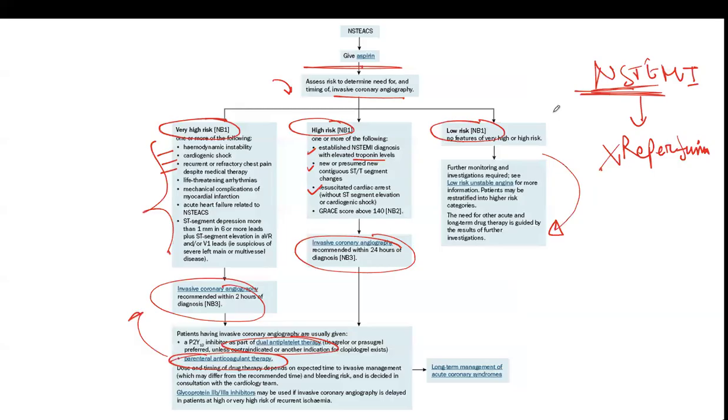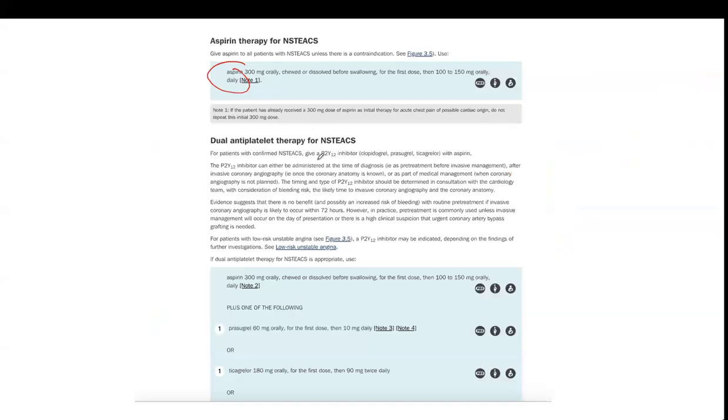Then it is no longer that you need to call the catheter lab; you need to start planning for reperfusion. It's no longer like that. You need to find out whether this patient is very high risk or high risk. Very high risk, yes, they need an angiogram within 2 hours. High risk needs an angiogram within 24 hours. Okay? But they will be having all other treatment.